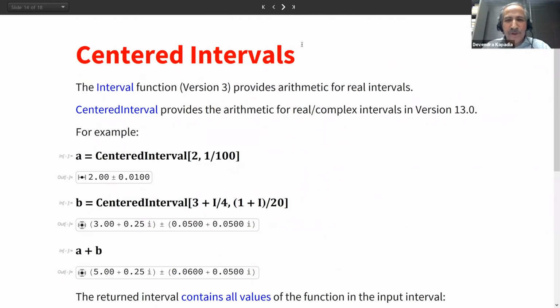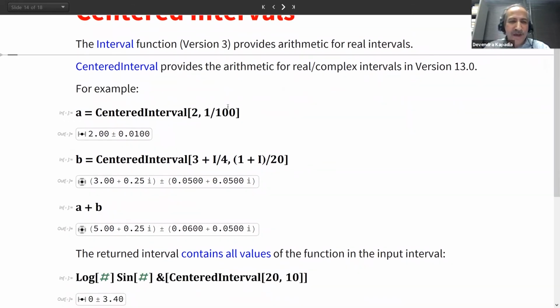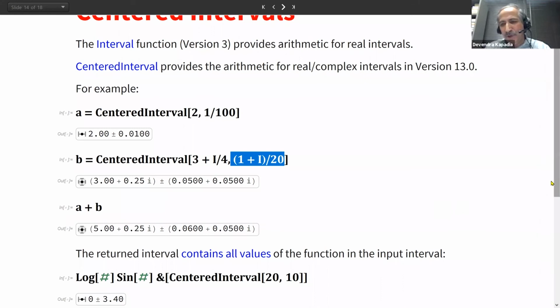Okay, and one last thing on the special function side. We have support for these so-called centered intervals. In version 3, we introduced this so-called interval function, which lets you do arithmetic with real intervals. And now in version 13, we have centered interval, which does not just real arithmetic with intervals, but also complex arithmetic. And I really like the typesetting over here. So you see, you have a real interval over here with center 2 and radius 1 over 100. And you have a complex interval with center that and radius 1 plus I over 20. So you get a real interval back over here, a complex interval over there. You can add them, you can multiply them, you can do what you like with them.